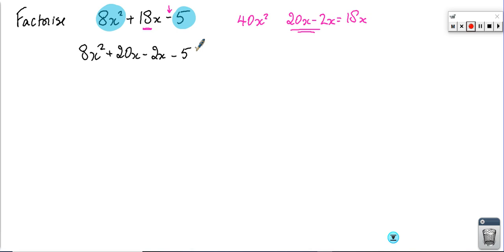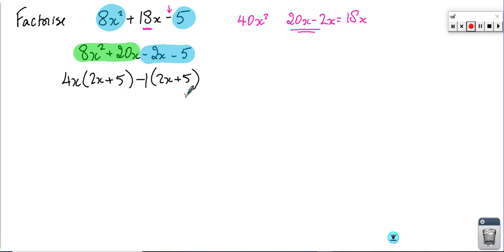Now I'm going to do grouping as usual. You should be familiar with this now. Grouping the first two, I get 4x as a common factor, leaving 2x plus 5. Then I take out a common factor of minus 1 so that the brackets will be the same, 2x plus 5. So now I have 2x plus 5 into 4x minus 1, and that is my final result. Hope you're understanding. Let's do some other examples.